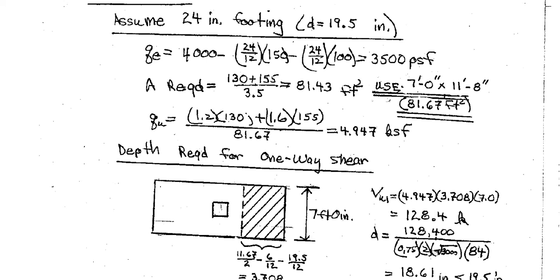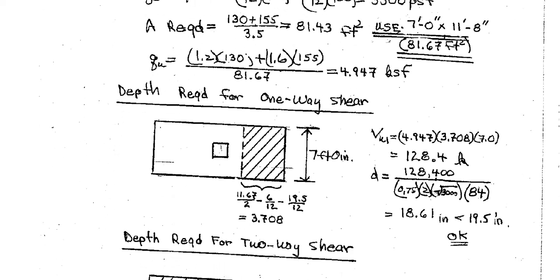Okay, now we will do the ultimate load, or the factored load. So 1.2 dead load plus 1.6 live load divided by the area you are providing, then this pressure will be your ultimate bearing pressure. In technical term, we call it ultimate bearing pressure. That means the factored pressure. So size is based on service load, but the shear design and reinforcement design will be based on factored load. That is the design specification for ultimate strength design method.